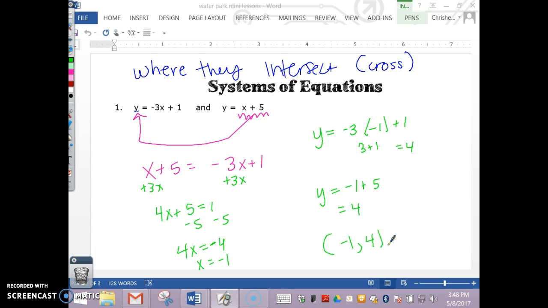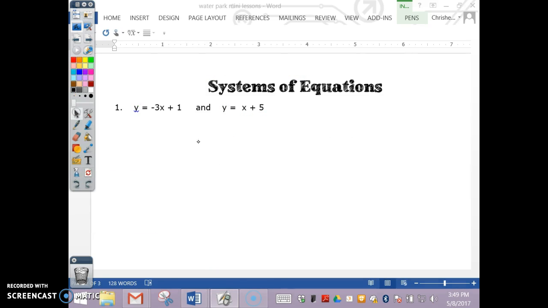So again, I'm looking for where these lines cross, where they intersect, and I'm going to use the substitution method. So I'm taking what y equals. Y is equal to x plus 5. So in the space where y was, I can put in x plus 5. I combine like terms to get x by itself. I plug in x to both equations, and I should get the same answer for y. Let's do another one.